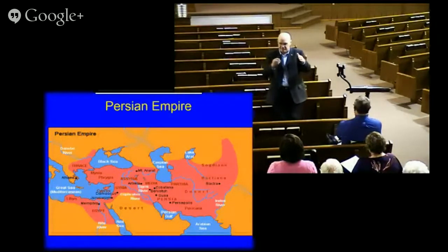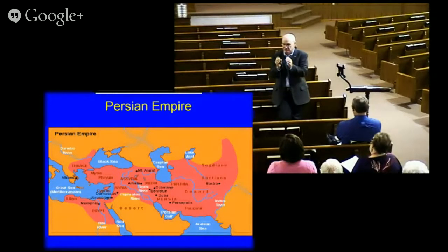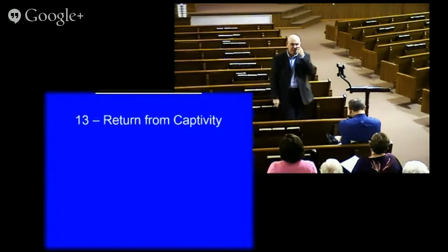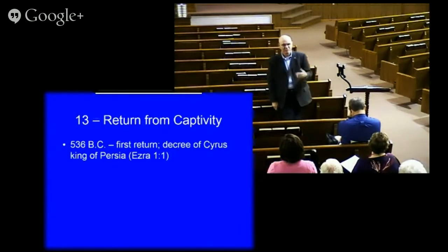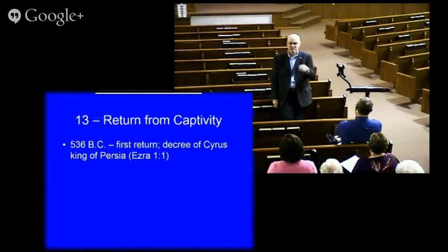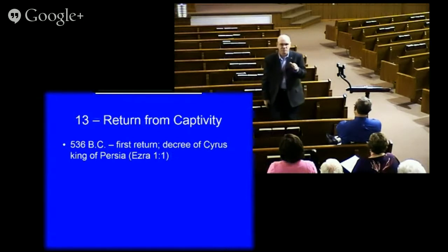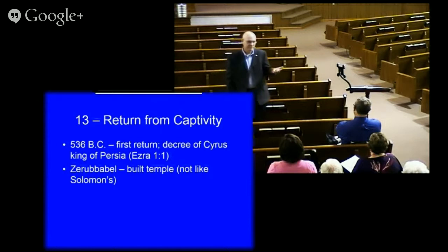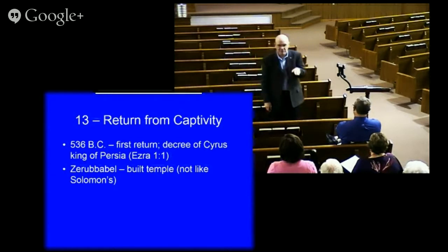After the Babylonians, the next kingdom that comes in is the Persians. This is a picture of their expanded territory. And after 70 years, we have the return from captivity. So in 536, the decree of Cyrus, the Persian king, Ezra chapter 1, they start coming back. They come back in at least three different groups. Zerubbabel comes back first. His mission is to rebuild the temple.